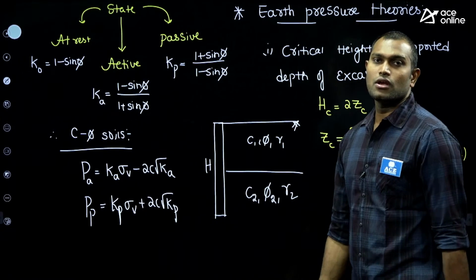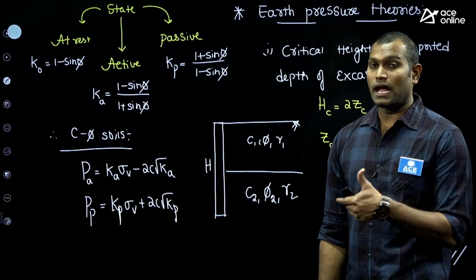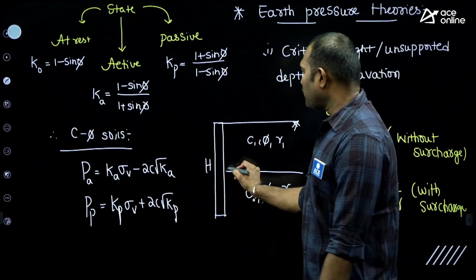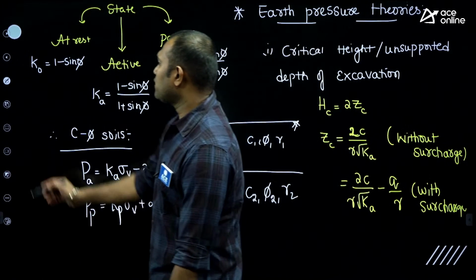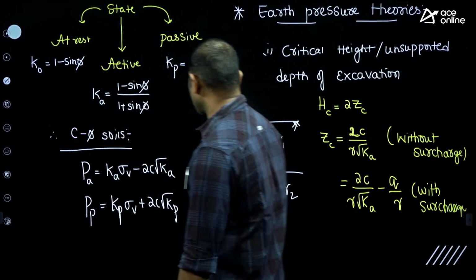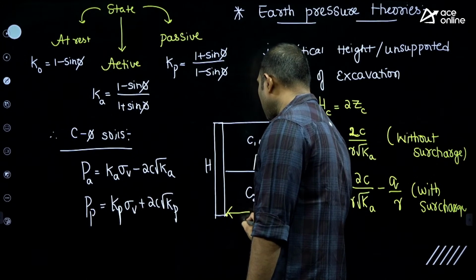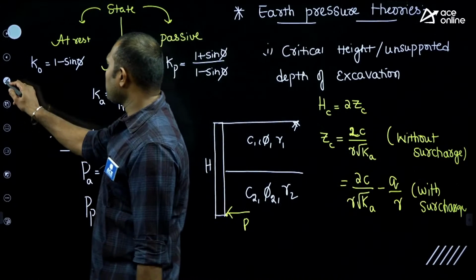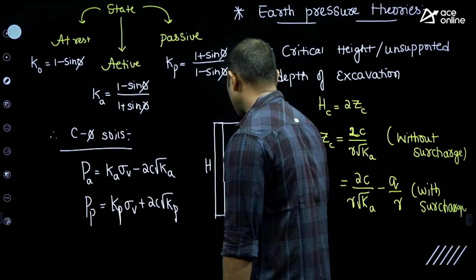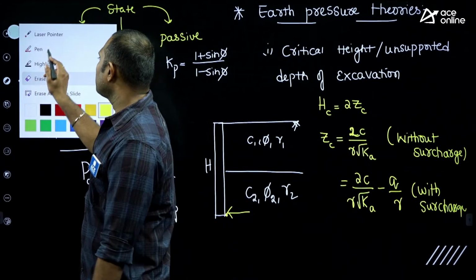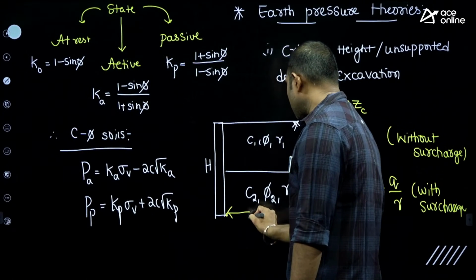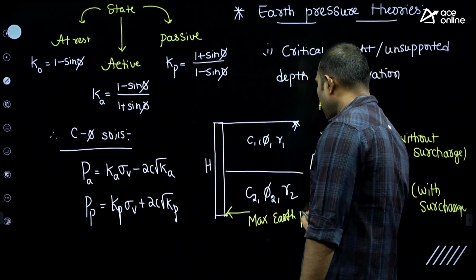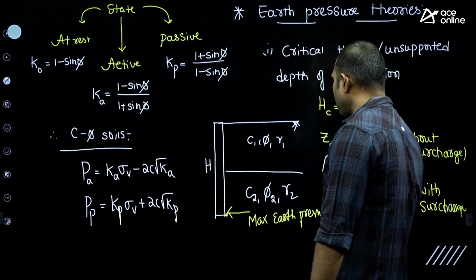What they will ask you is, what is the maximum pressure acting on the wall? Where does the maximum pressure act? You know the stress variation will happen from the top layer to the bottom layer. So this is the maximum earth pressure. The maximum earth pressure acts at the base of the wall. They are asking you to find out the maximum earth pressure.